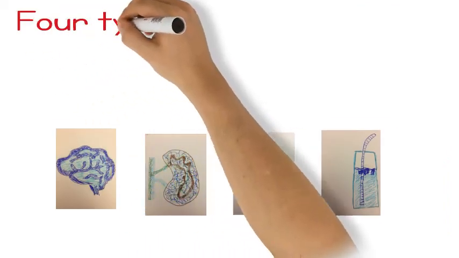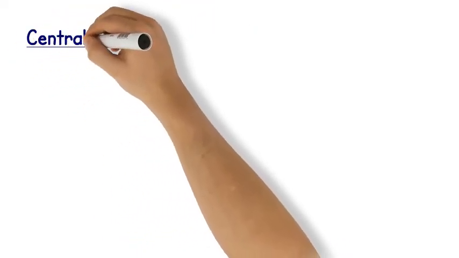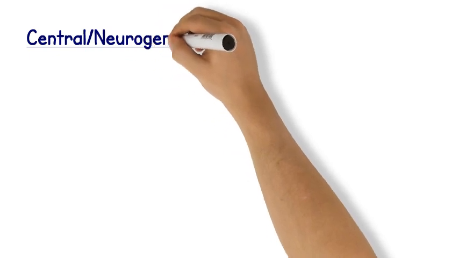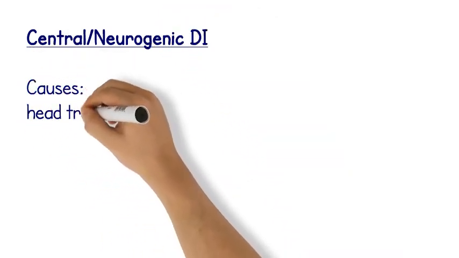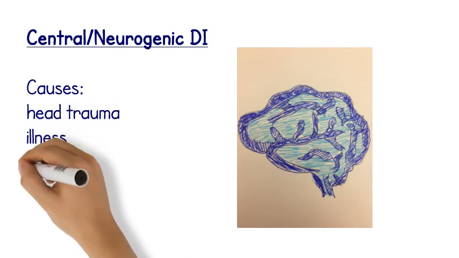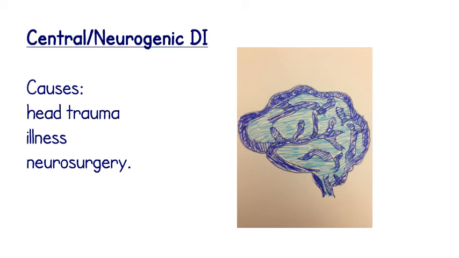There are 4 types of diabetes insipidus. Central or neurogenic diabetes insipidus is damage to the neurons in the pituitary gland or hypothalamus, causing a disruption in the production and secretion of the hormone ADH. Causes are head trauma, illness, or neurosurgery.